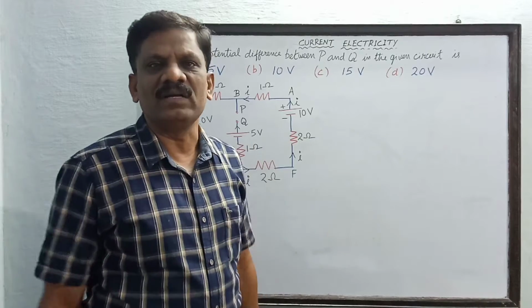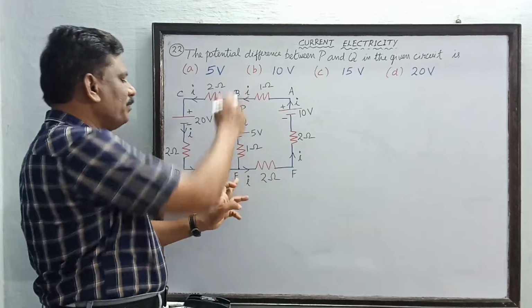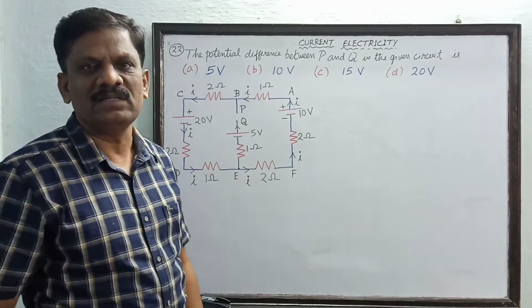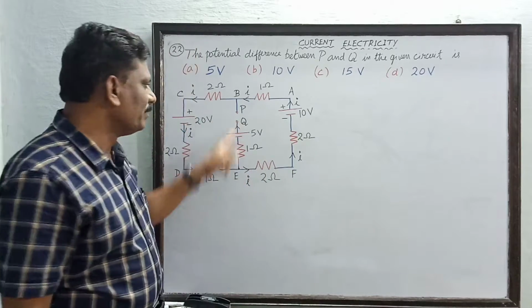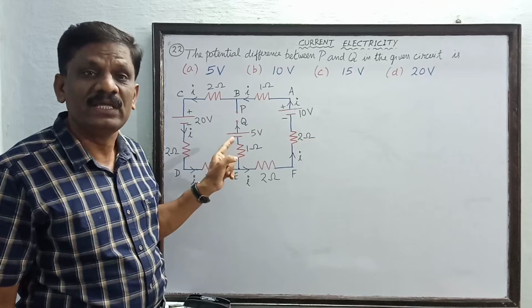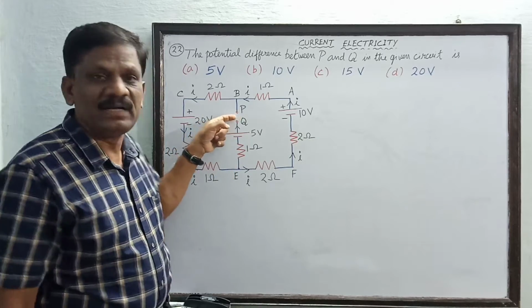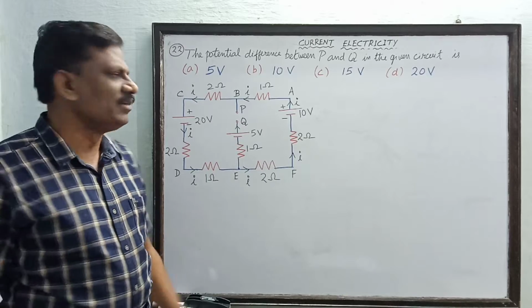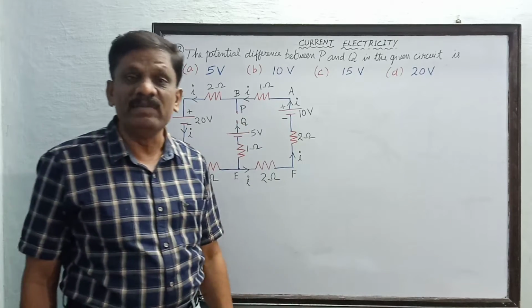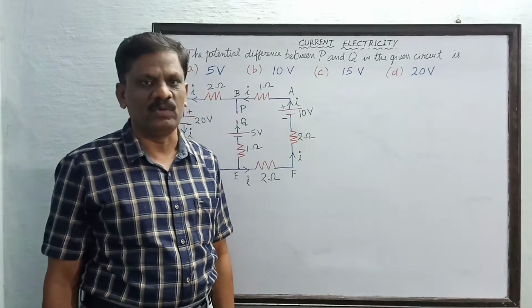They are not in contact. So this path BE is open. This branch of the closed loop is open. No current will flow in the middle arm. Why? Because P and Q are disconnected. So we have to find the potential difference between P and Q. Vp minus Vq we have to find out.